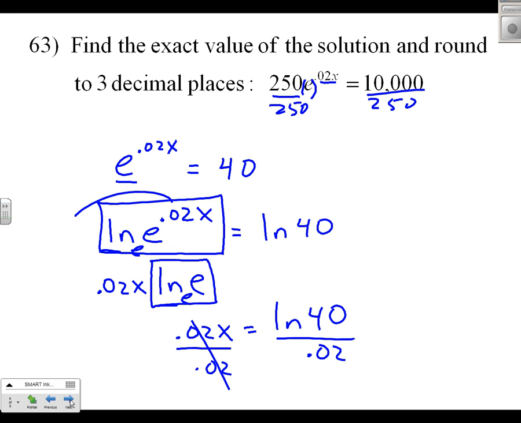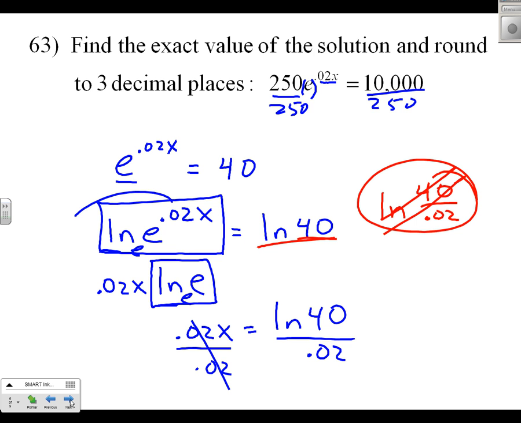Common mistake would be to, when we divide by 0.02, to have written that as ln 40 on 0.02. We're not dividing 40 by 0.02, we're dividing the whole side by 0.02. So that would not be good. And once again, round to 3 decimal places. We should be able to go to calculator with that at this time.